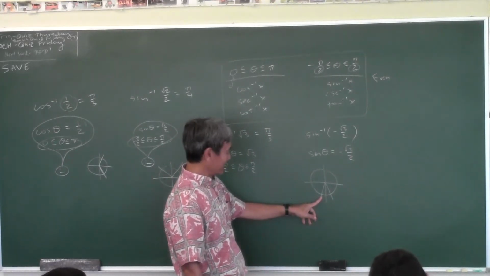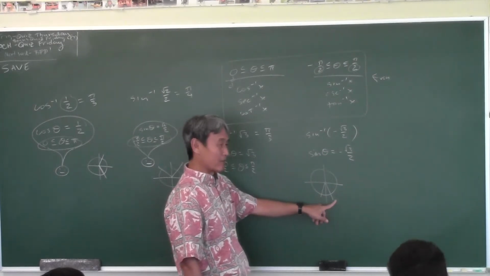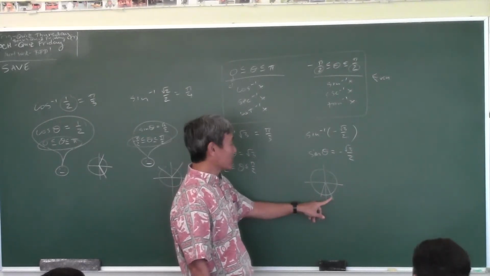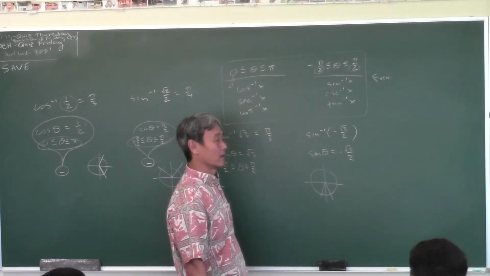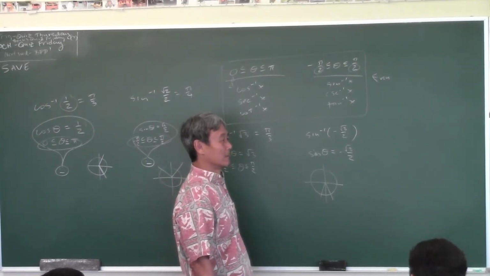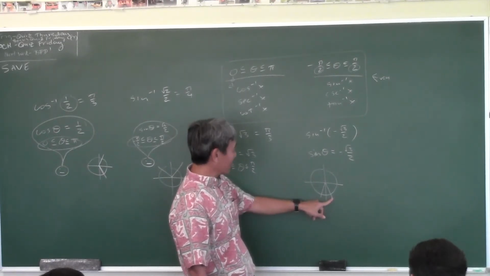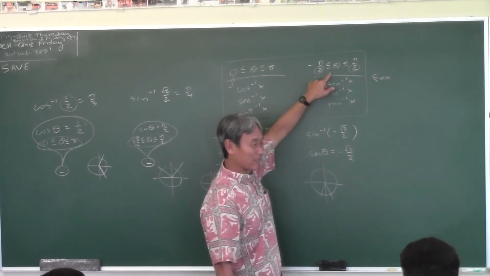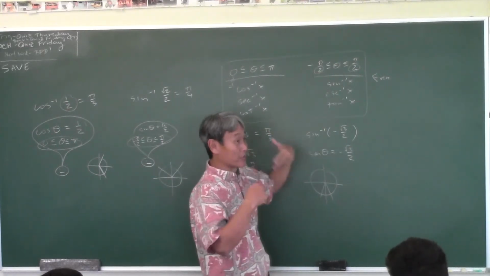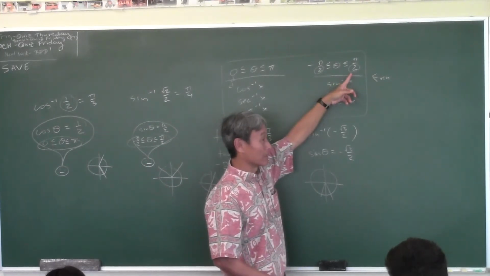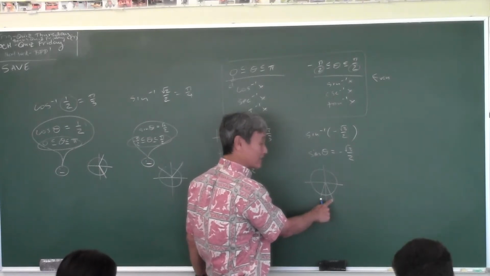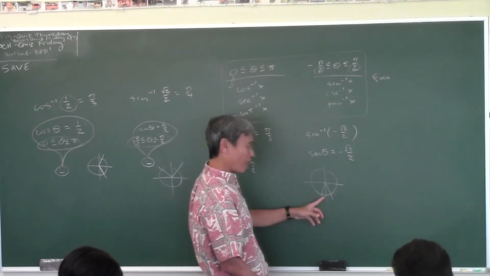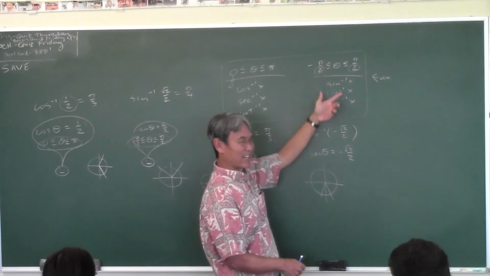So what is that? Which one is that? 4 pi over 3. Down is 5 pi over 3. Which one of those two falls in this range here? None of them. Neither of them. How can 4 pi over 3 or 5 pi over 3 be between negative pi over 2 and pi over 2? Or converted to degrees, negative 90, positive 90. This is 240 degrees and that's 300 degrees. Is 240 or 300 degrees between negative 90 and 90?